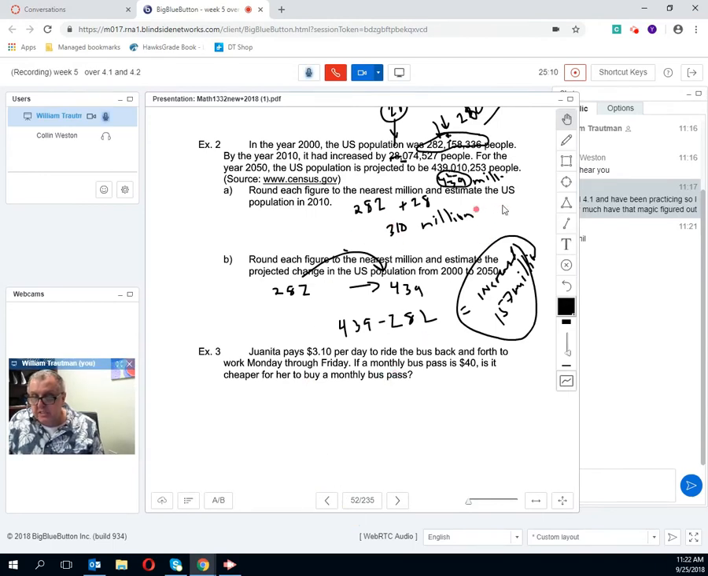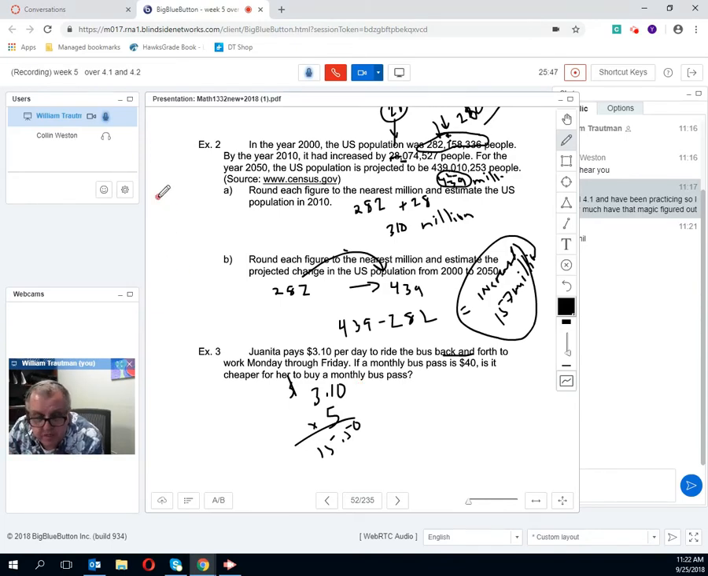Juanita pays $3.10 for a ride on the bus back and forth. So that's a round trip ride to work Monday through Friday. If a monthly pass costs $40, is it cheaper to buy a monthly pass? Well, first of all, it's $3.10 a day to go there and back. There are 5 days in a week, so 310 times 5 is $15.50.